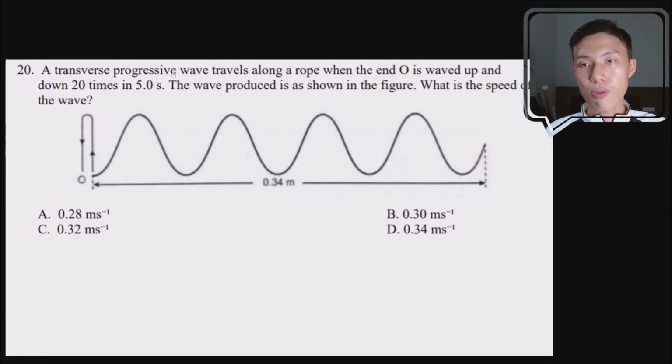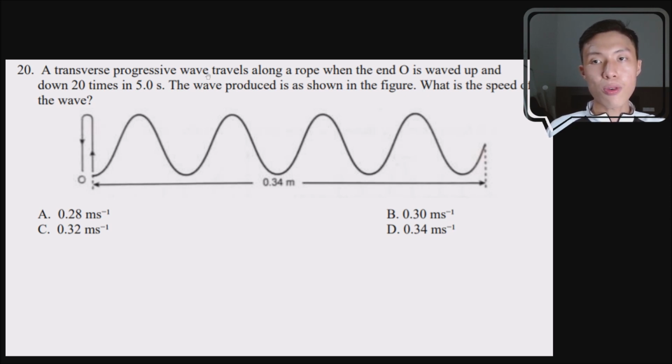A transverse progressive wave travels along a rope. So this is a rope and you are sending a progressive wave by shaking one end of the rope over here. So by shaking one end of the rope over here, you are sending a continuous wave over to the right.